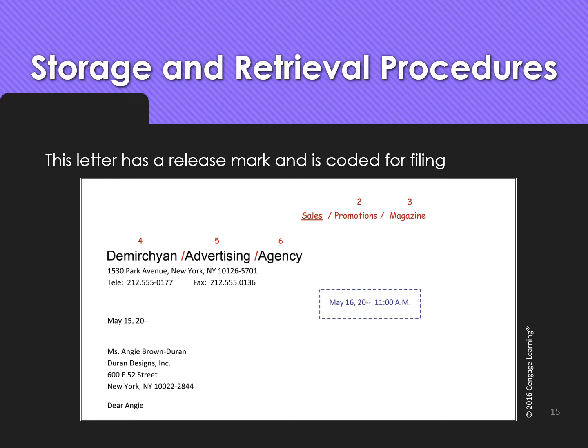You can see in this example that this letter has a release mark and is coded for filing. You'll see that the main topic that it is filed under is sales, the subtopic promotions, and the further subtopic magazines. Then, deeper under that, you'll file it alphabetically by the specific business names, breaking up the file segments just as you would in an alphabetic system.